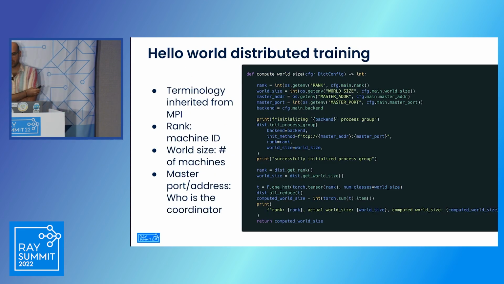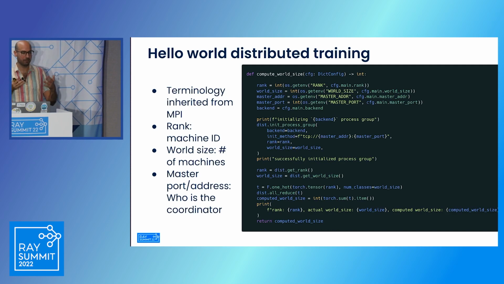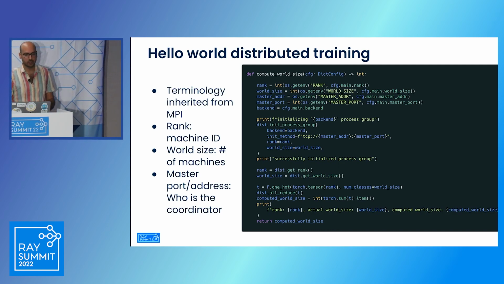So this is the crash course with PyTorch distributed, and I realize this is a long example, but there's really two details that I want you to pay attention to here. The first is that when you open up the PyTorch distributed docs, you may see these terms like rank and world size, and I think these are just terrible terms, but they're pretty much borrowed from MPI, which is the legacy way of doing distributed jobs.